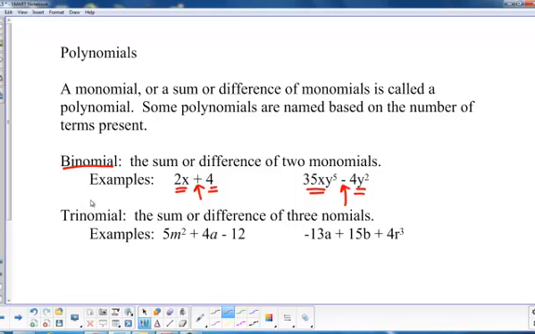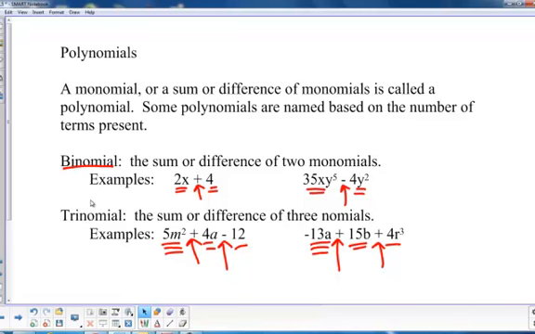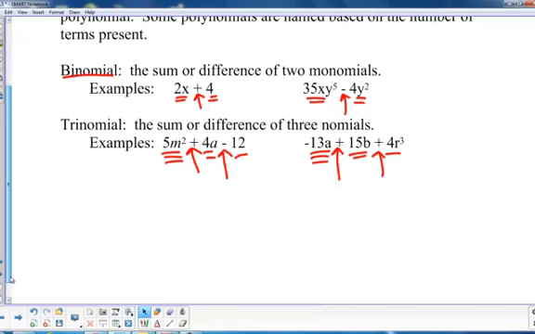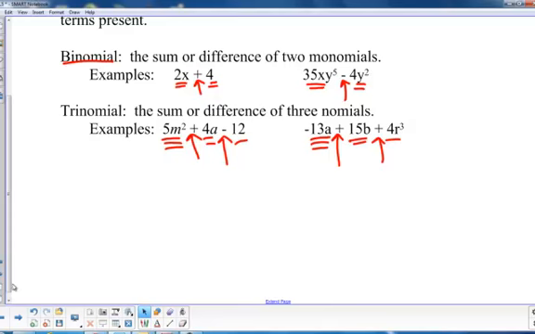Okay, trinomial. So there's two pluses or minuses. So this is a term, this is a term, and this is a term. There's three terms separated by two pluses or minuses, so that's a trinomial. Same thing here. One term, separation. Second term, separation. Third term. Since the variables are not the same, there's no like terms, so those are in fact three separate terms called a trinomial.